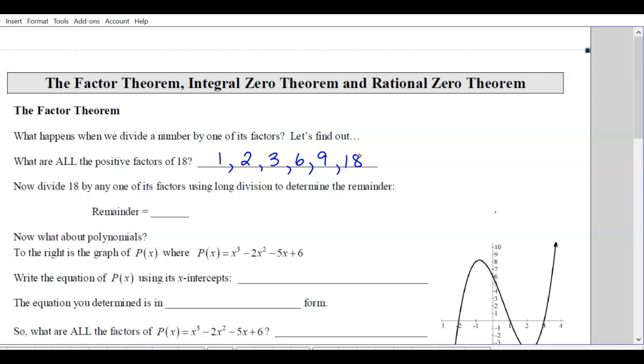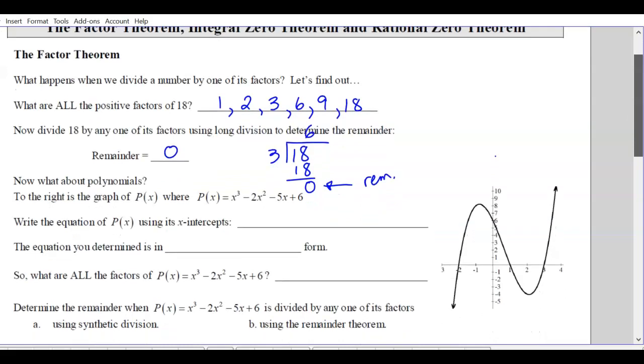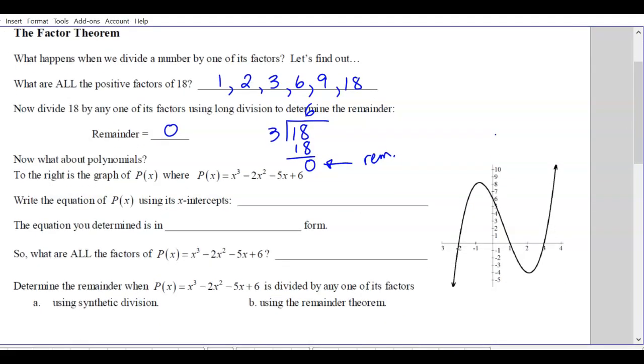When we divide 18 by one of its factors using long division, you don't really have to use long division, but let's say we do it here. Actually, yeah, so you should know. But in the long division, when you do that, remember that number there is the remainder. Okay? So the remainder is 0. So that's what makes a number a factor. The remainder is 0. Okay? We just haven't used that word remainder for a long time since you're in elementary school. But essentially, that's what it is.